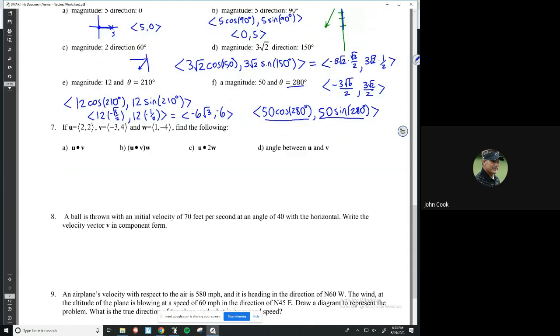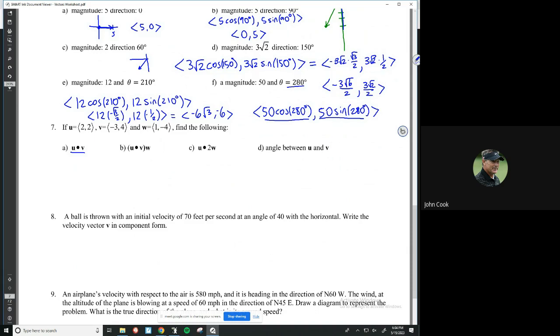Okay, 7. So if u equals that, v equals that, and w equals that, find the following. So this is what we call the dot product. The dot product is what happens when you take each of the corresponding components, multiply them together, and then add them up at the end. Okay, so here's how it would look.